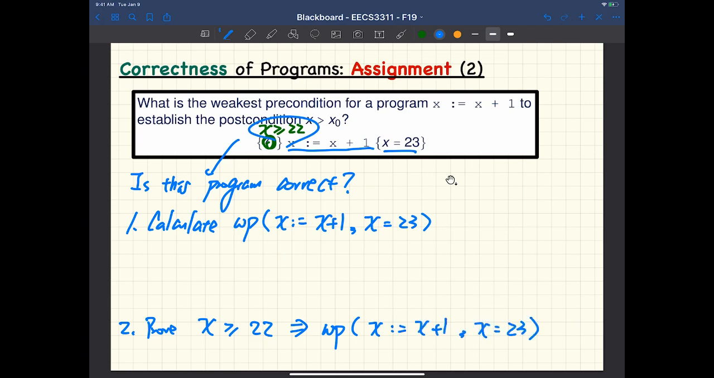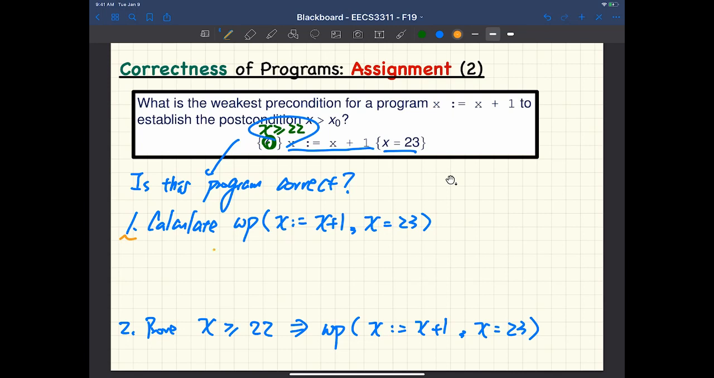Okay, that's the steps. So the pattern here is always the case. The only thing that would change would be maybe the program might be a little bit more complicated, involving if statements or loops. And also the postcondition might be involving universal quantification, or it might involve certain other things. But the pattern is always like this. Always get the pattern right. And let's do that quickly. Step number 1 is usually the more difficult part. You got to get right. Step number 1, how do I calculate?